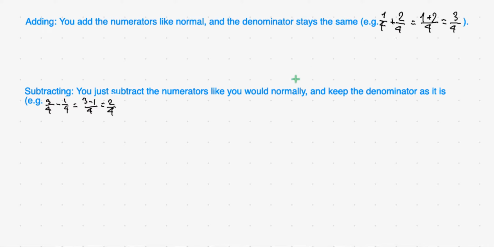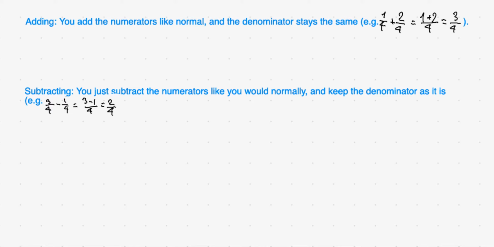And during subtracting, it is somewhat similar. You just subtract the numbers like you would normally and keep the denominator as it is. That means that if you're doing 3/4 minus 1/4, you just subtract the numerators, 3 minus 1, like you would normally, and you keep the denominator, which means you get 3 minus 1, which is 2, and leave the denominator as it is, which is 4, which means 2/4.